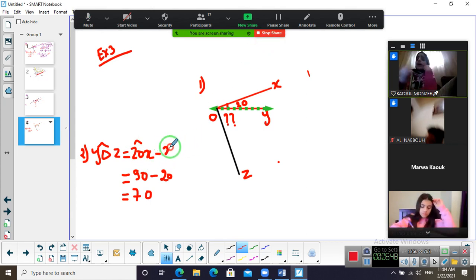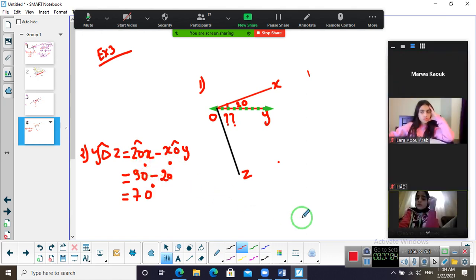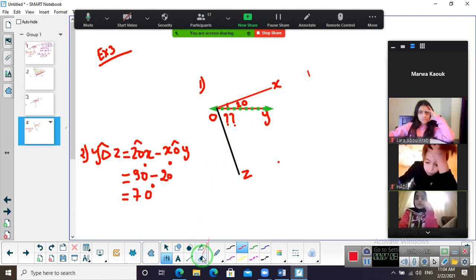XOY. Very good. It's a simple way to get the missing angle. L shape, that means 90 minus the given angle. What is the 90? I will name it. So I get this one also 70 degree. This angle is 70 degree.